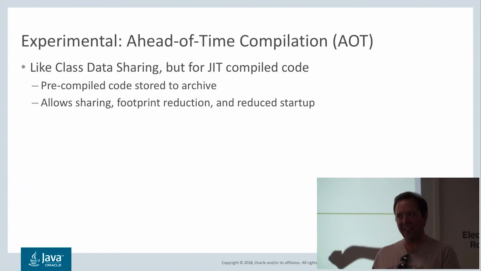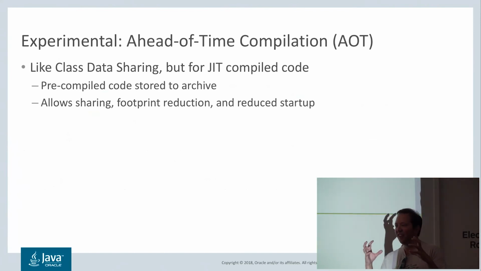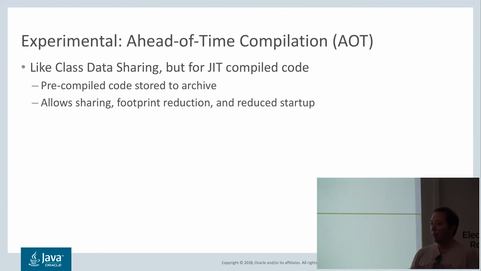So I talked about class data sharing, which effectively takes the class data part. If you compare it with operating system native libraries, you would take the data aspect of it, so everything that isn't executable code, and puts that in the archive. The other big part that we have in the VM that isn't Java heap, so to speak, is JIT compiled code, the optimized version of the Java bytecode that you run.